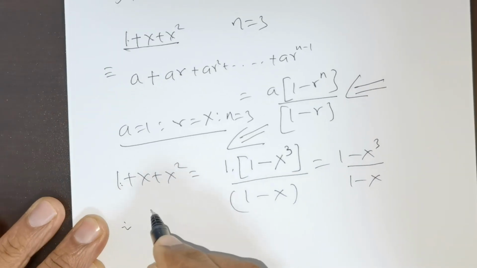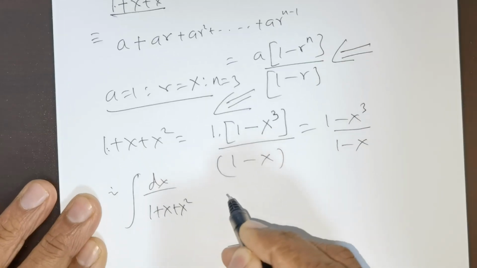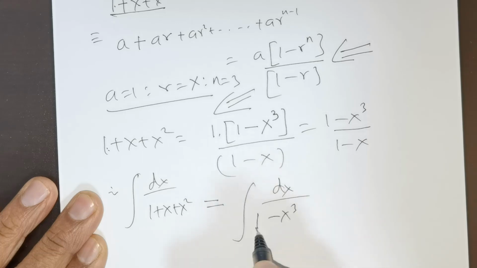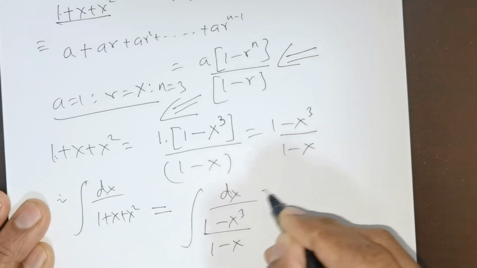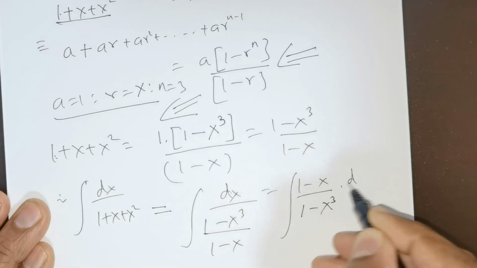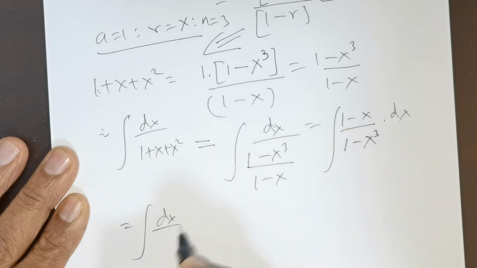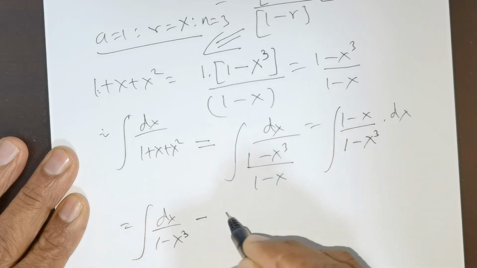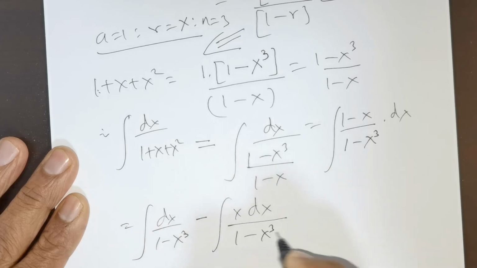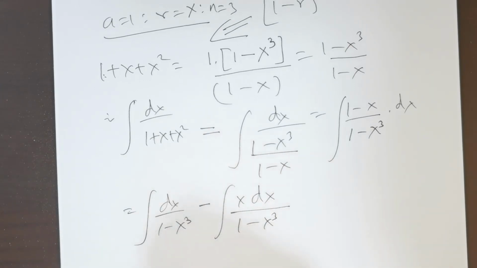So therefore integral dx over 1 plus x plus x squared is rewritten as dx over 1 minus x cubed divided by 1 minus x. You can flip this, you get 1 minus x over 1 minus x cubed multiplied with dx. This can be further rewritten as dx over 1 minus x cubed minus x times dx over 1 minus x cubed. Now I'm going to consider this exclusively and solve it.